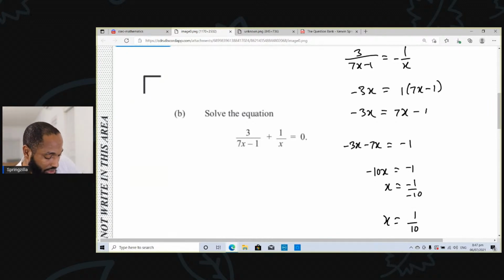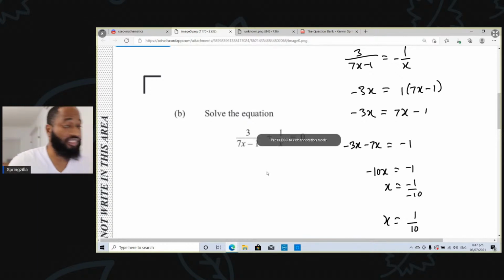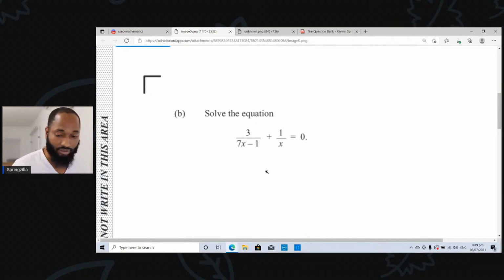Let me just double check this. 7x by 1, right? 3x negative, right? So it came across there. We have that, we have this. Bring across the 7x, and the negative 1 remains by itself. Cool. I'm satisfied with that. We can live with that.